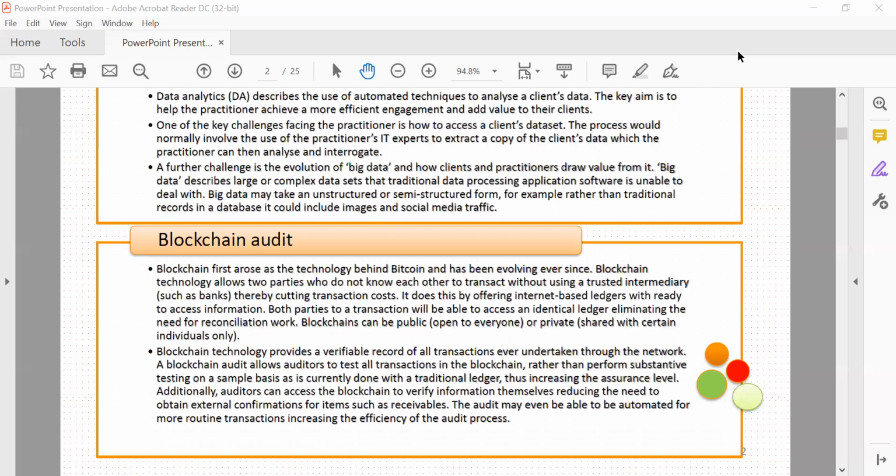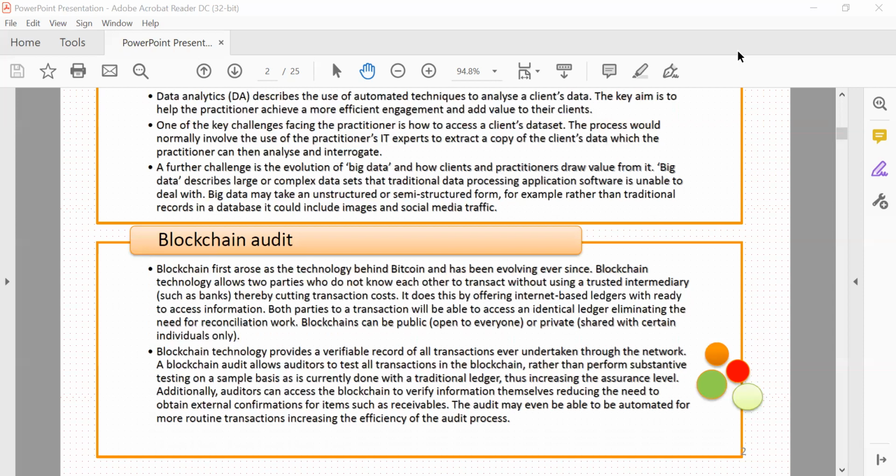Blockchain technology provides a verifiable record of all transactions ever undertaken through the network. A blockchain audit allows auditors to test all transactions in the blockchain rather than perform substantive testing on a sample basis, as is currently done with a traditional ledger.